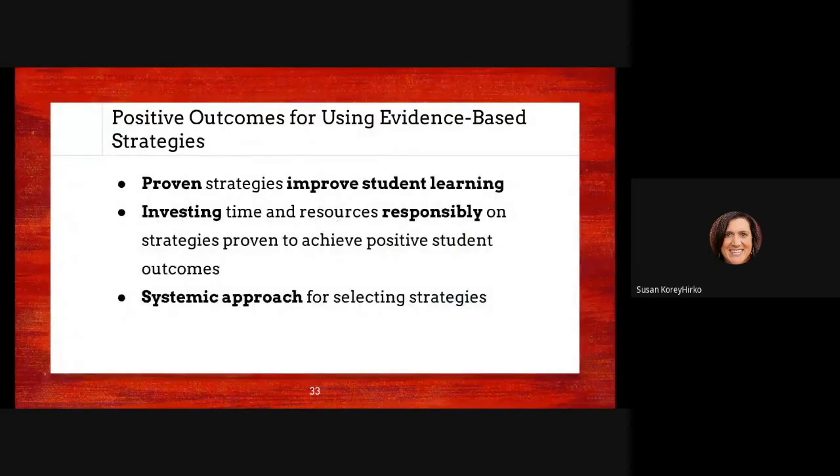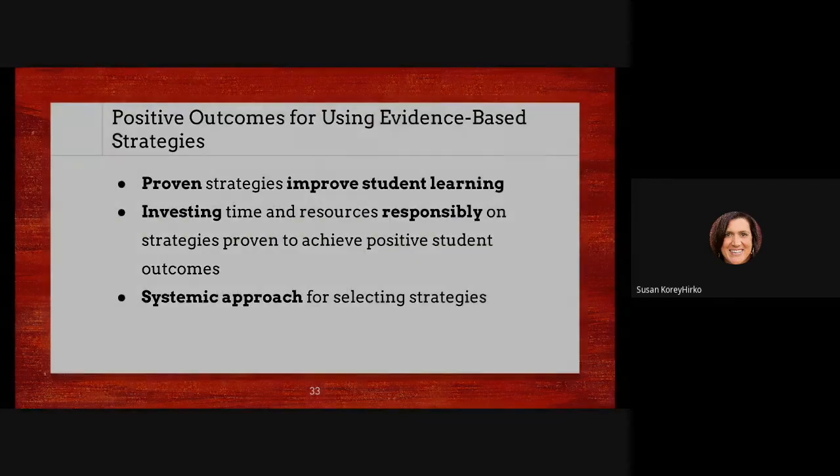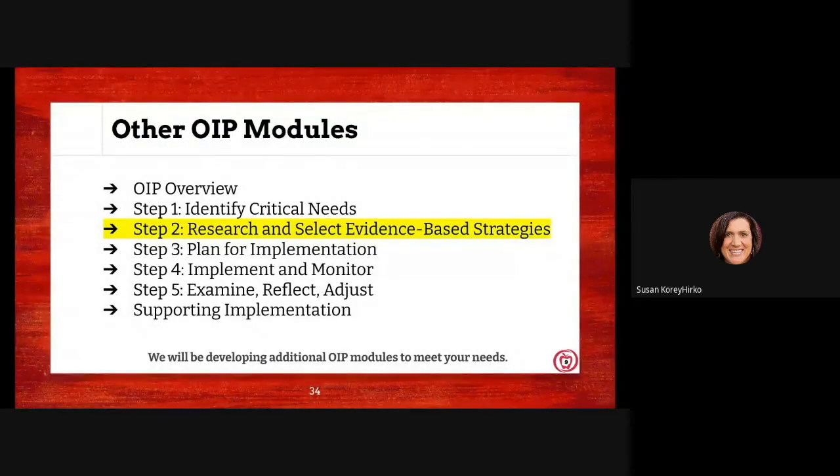To summarize and clarify the rationale for using evidence-based strategies, proven strategies improve student learning. We need to invest time and resources into those proven strategies, and we need a systemic approach that is clear and consistent across the district for selecting the strategies. So during this module, we focused on step 2 of the process. Be sure to complete the other modules so you fully understand all aspects of the process.